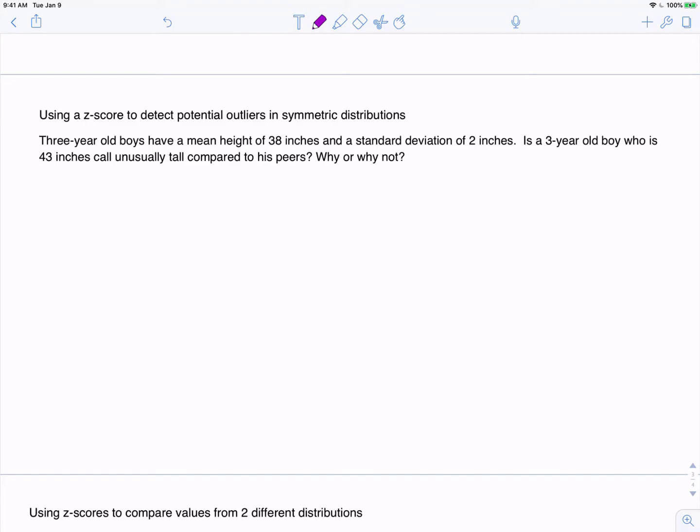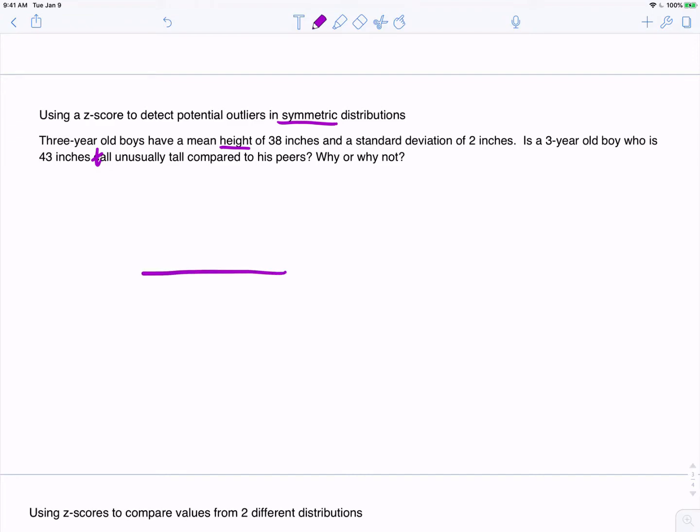Using a z-score to detect potential outliers in symmetric distributions. So 3-year-old boys have a mean height of 38 inches and a standard deviation of 2 inches. Is a 3-year-old boy who is 43 inches tall unusually tall compared to his peers? Why or why not? And the distribution of heights is symmetric, right? So we would have to know, or be told, that the distribution of heights is symmetric.